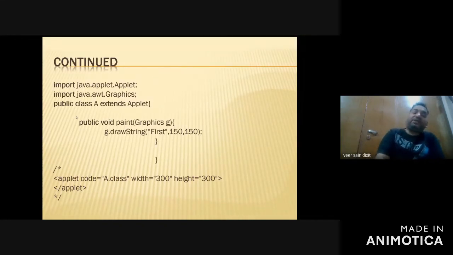Another way is this: in the same editor, you will write your Java program like this, and in comment form, at the end of your Java program, you can write the applet tag within your program. Then through the applet viewer, you can execute.